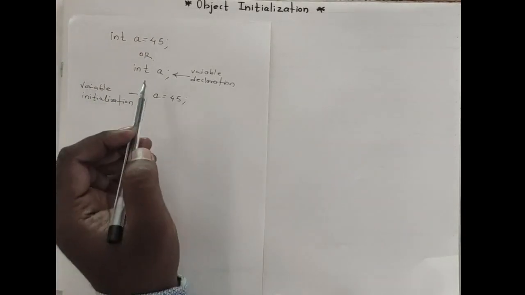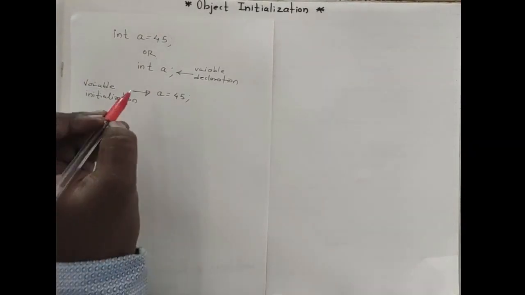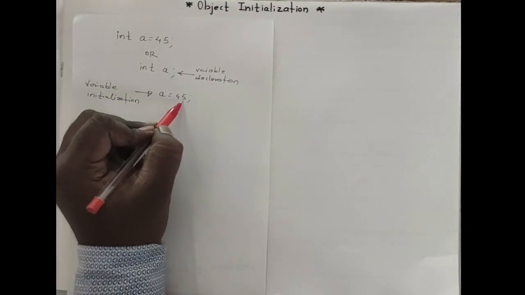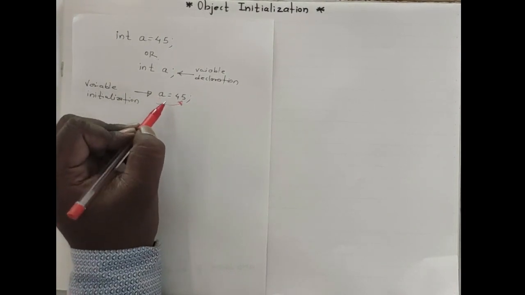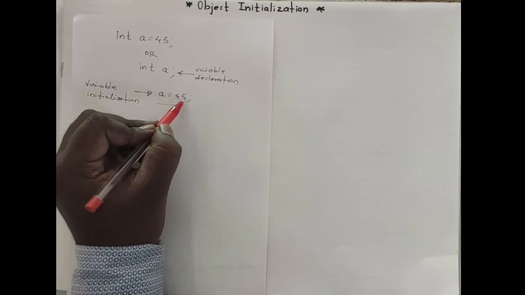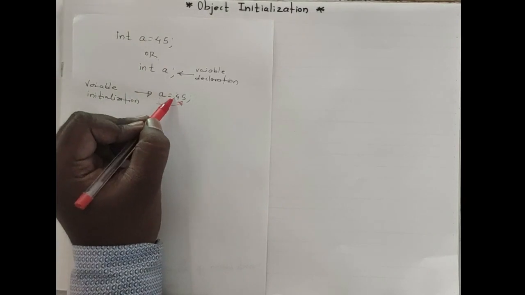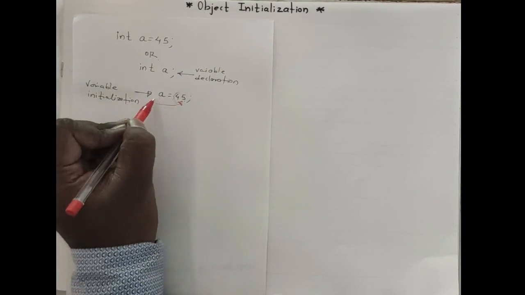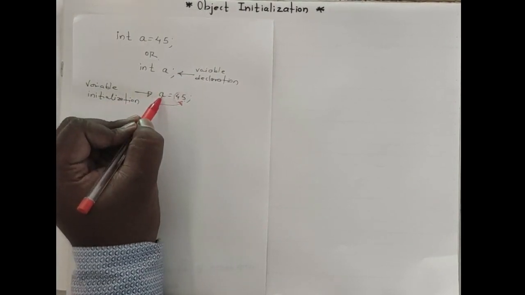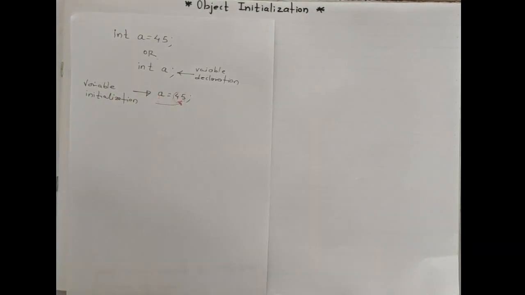Just observe here, int a and a is equal to 45. In this variable initialization, we are just providing a value for that variable a. Instead of 45, we can use any value as per the int data type limit. We are just assigning or providing a value to that variable. It's nothing but initialization. And this initialization is done in three different ways. By using them, we can initialize that variable or object.